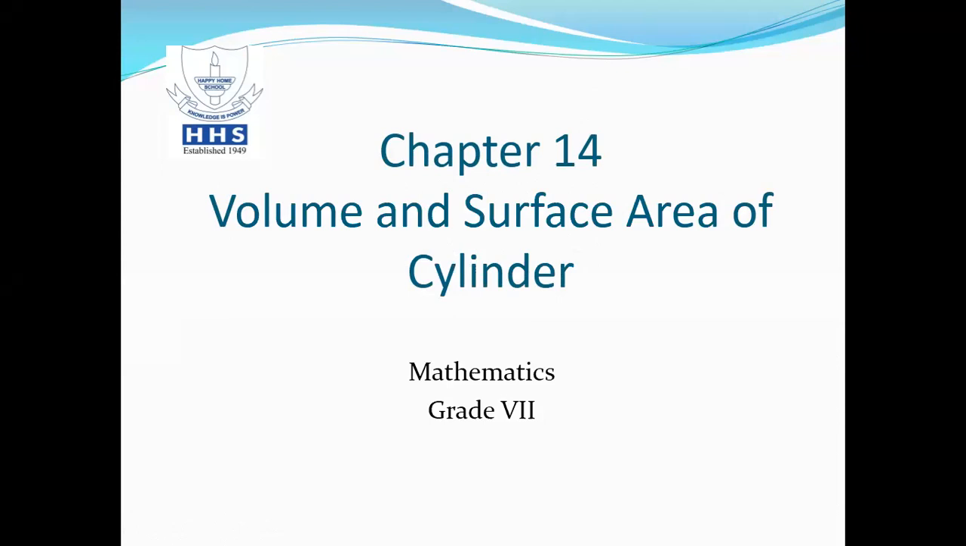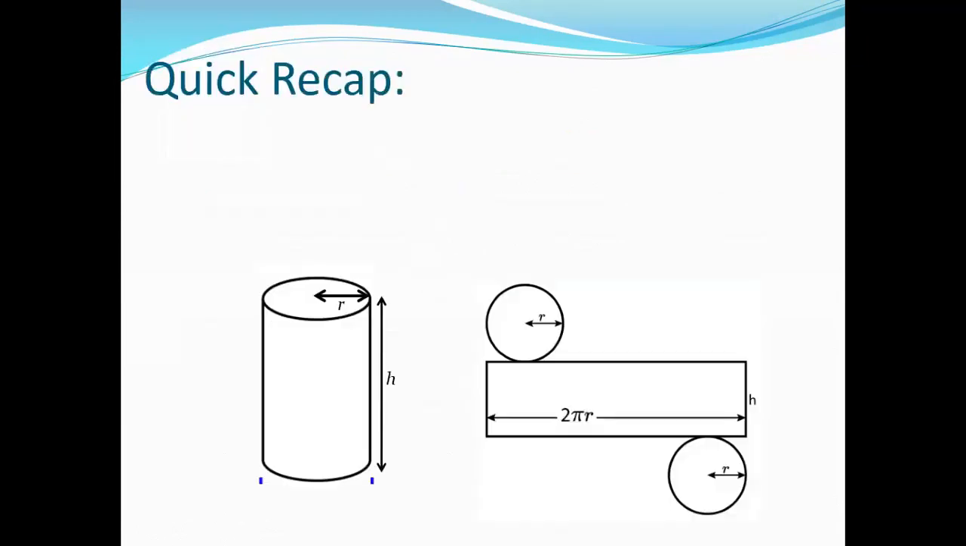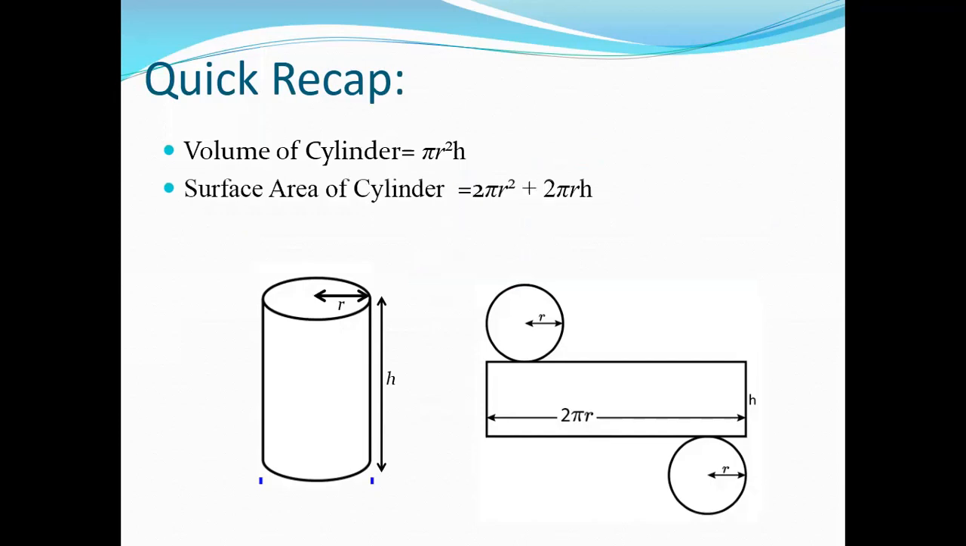Today we will continue the topic of volume and surface area of cylinders. Before starting the lesson, let's have a quick recap. We have learned that the volume of the cylinder is pi r square h and the surface area of the cylinder is 2 pi r square plus 2 pi r h, and we can take the common here as well. So 2 pi r bracket r plus h. We can use both ways.